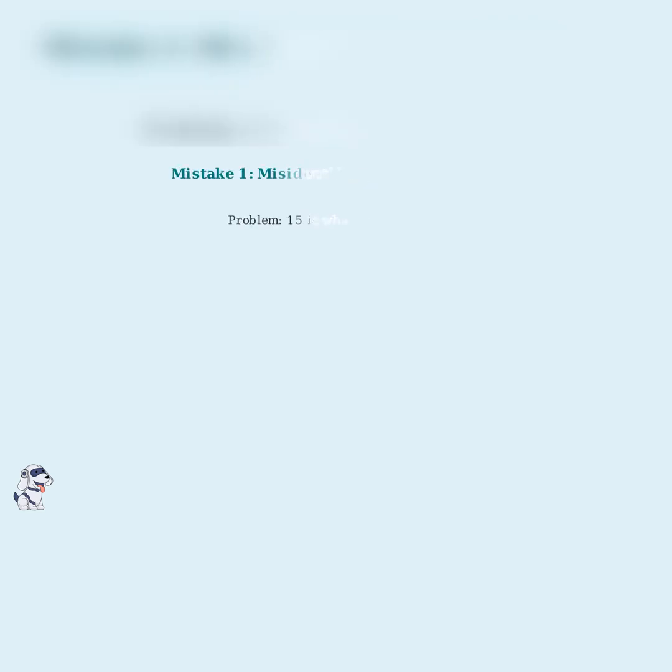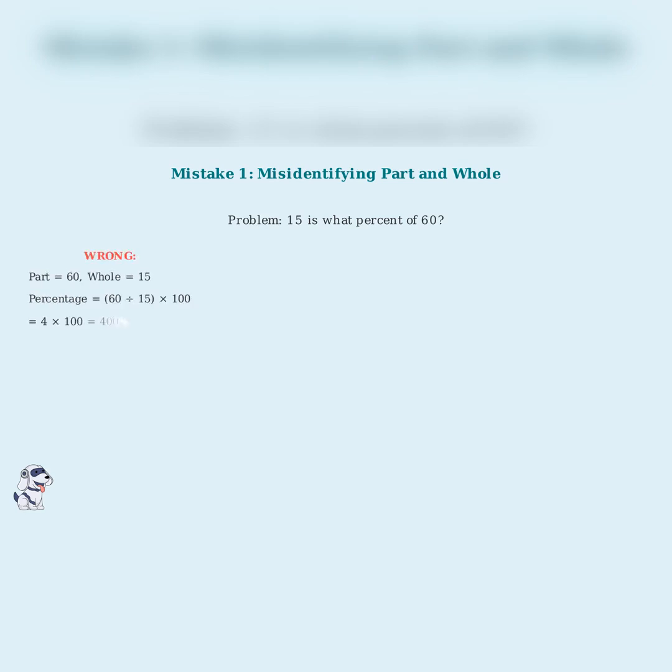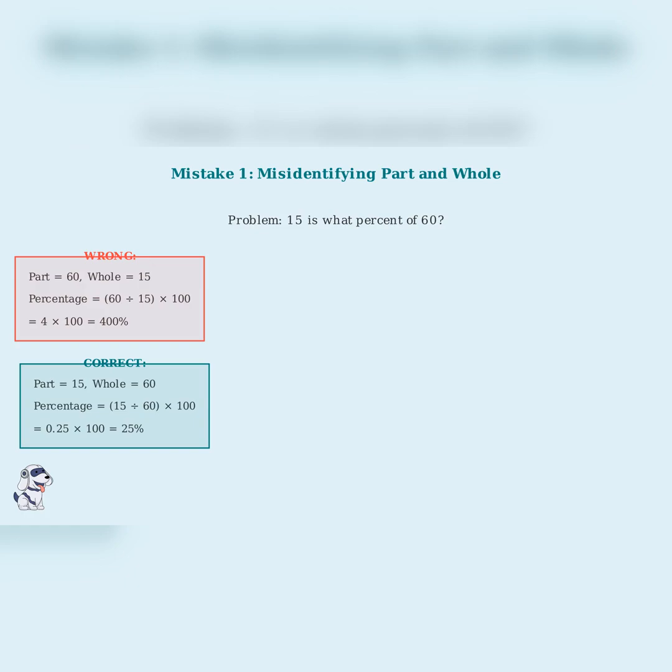The first common mistake is misidentifying which number is the part and which is the whole. This often happens when the problem statement is confusing or when students rush through reading. Here's the wrong approach. A student might incorrectly think that 60 is the part and 15 is the whole, leading to the wrong calculation. The correct approach is to identify that 15 is the part we're looking for the percentage of, and 60 is the whole. This gives us the right answer of 25%.